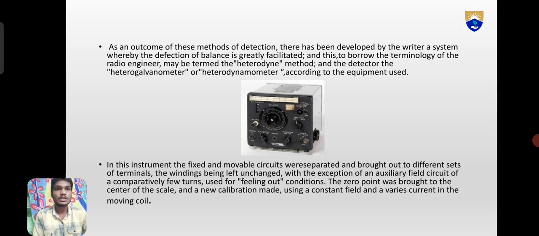In the instrument, the field and moving circuit were separated and brought out to different sets of terminals. The windings were left unchanged, with the exception of the field circuit, a considerable few turns, and we filled it out. The zero point was brought to the center of the scale and a new calibration made using a constant field and various currents in the moving coil.